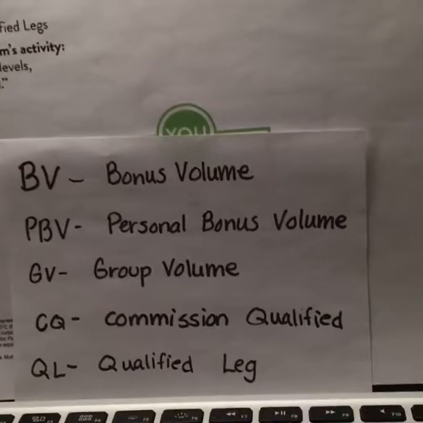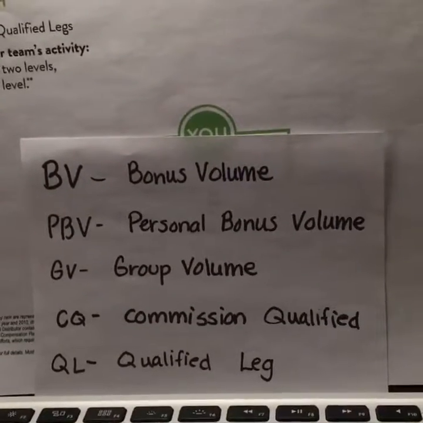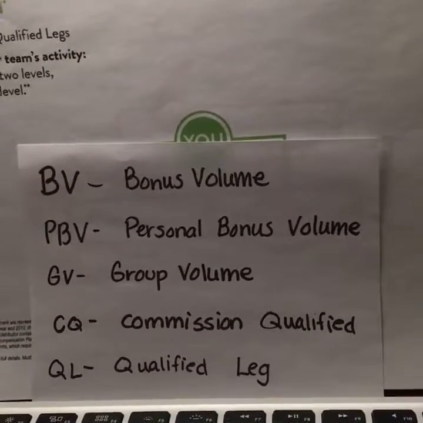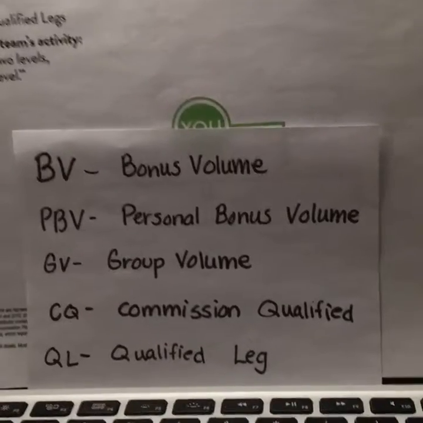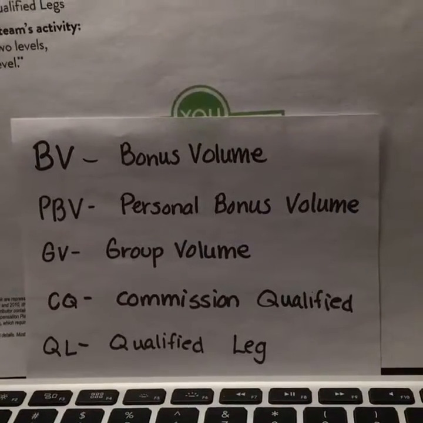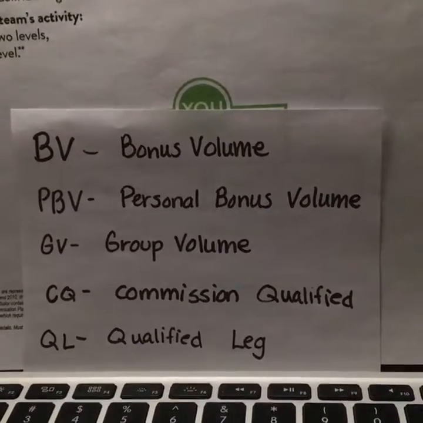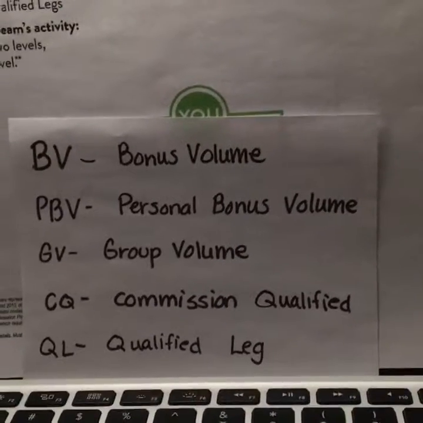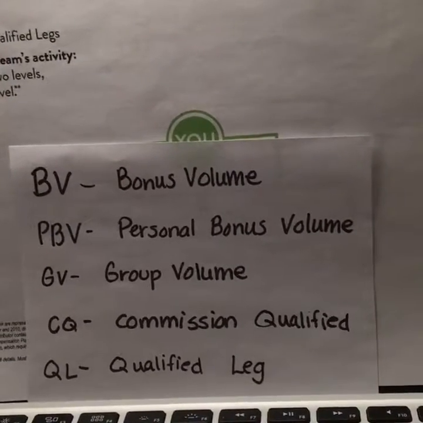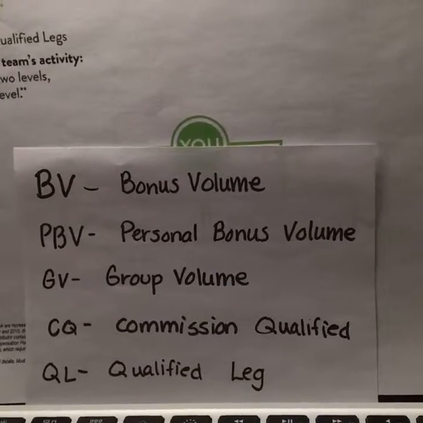Also, the other one is qualified leg. Qualified leg requires a group volume of 400. So when we talk about qualified legs here, just know that that means it is a distributor. That is one of your legs that is qualified, which means it has 400 group volume. So as we're looking at our charts now, we'll talk about that.